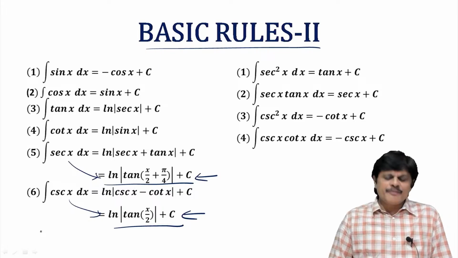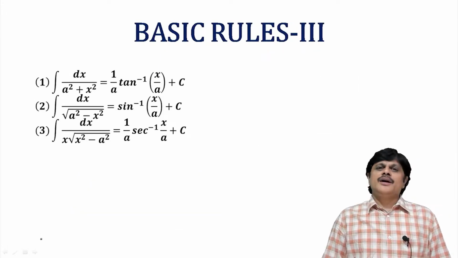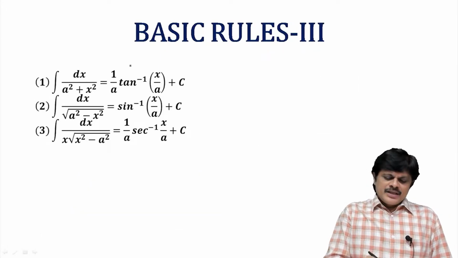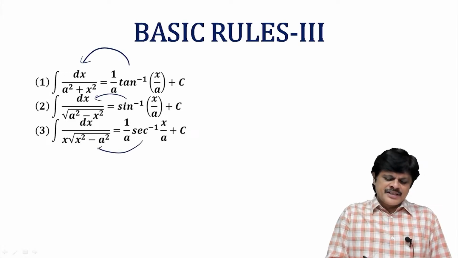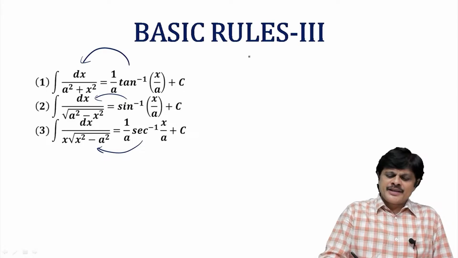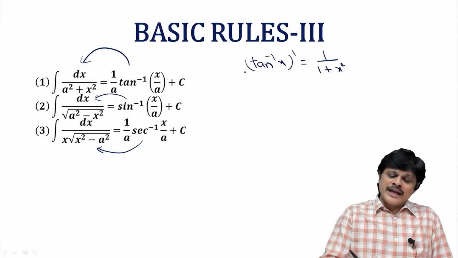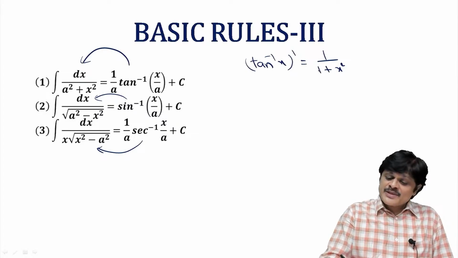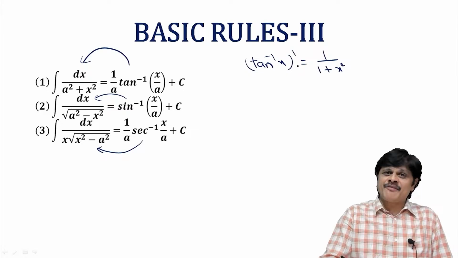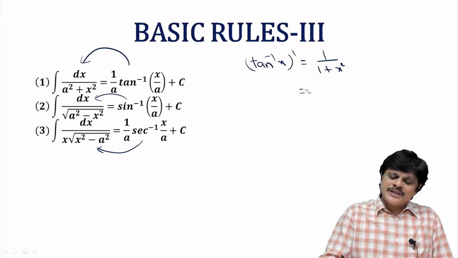Now the third set of basic rules. If you know the tan inverse derivative, sin inverse derivative, and secant inverse derivative, you will understand. What is the tan inverse x derivative? It is 1 by 1 plus x square. But here you have 1 by a square plus x square, so first of all you have to convert it into that particular x by a form.